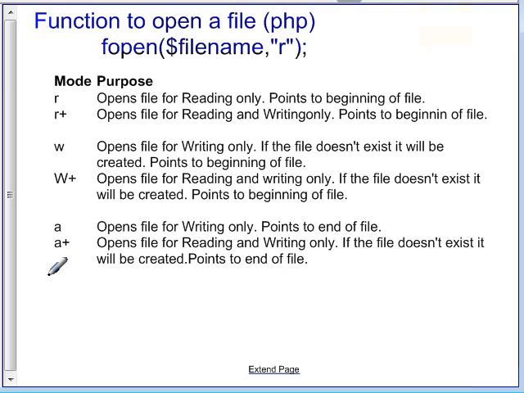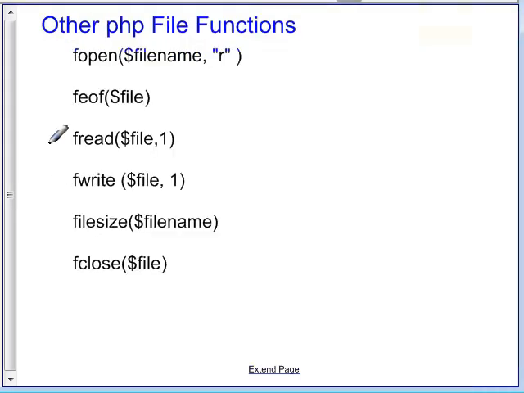When you open the file, there's a couple of things you can do with it. The main ones we're going to use are reading from the file, which starts by pointing at the beginning of the file, and writing to the file, which opens the file for writing only, and if it doesn't exist, it creates it. Otherwise, it points to the end of the file.